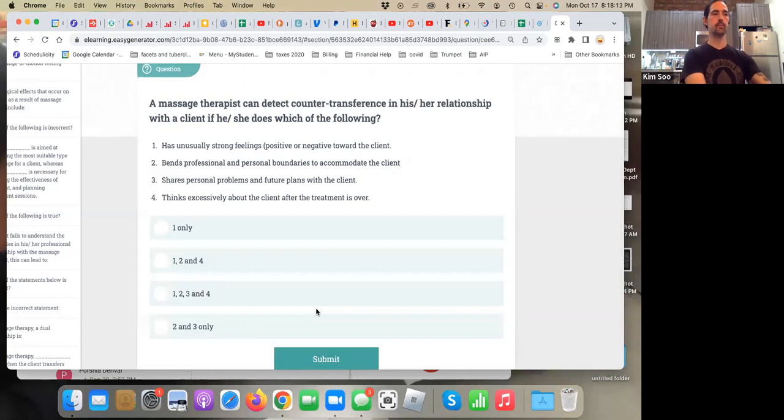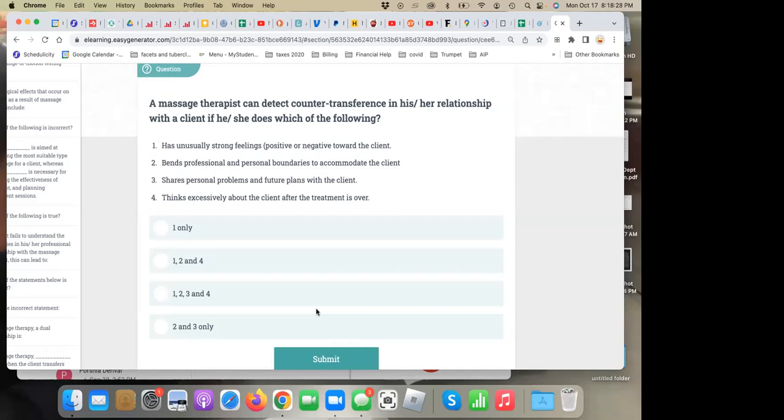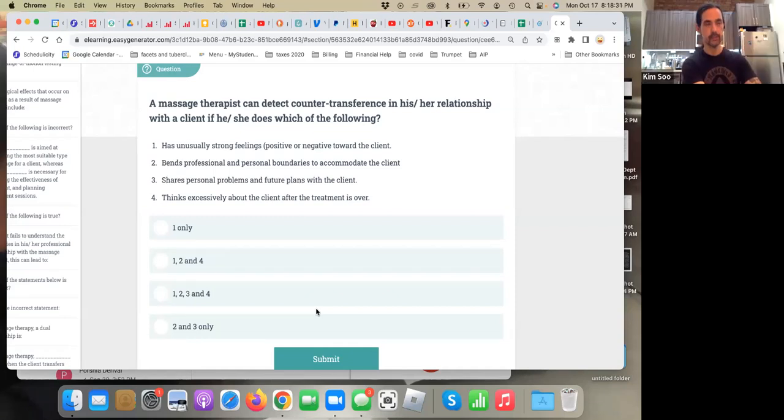Okay, a massage therapist can detect countertransference. Which way does countertransference go? Client to therapist? Client to therapist, yes. From client to therapist. A massage therapist can detect countertransference in his or her relationship with a client if he or she, the therapist, does which of the following? Oh, wait. It would be he or she, the client.